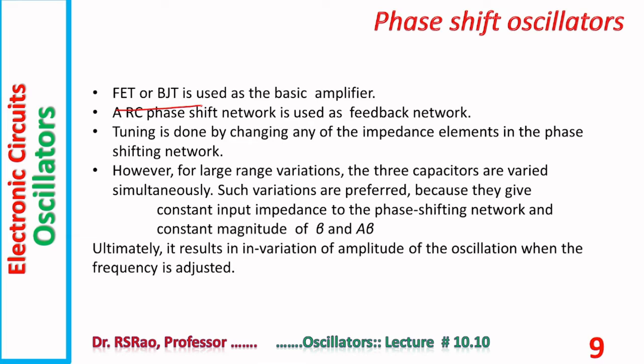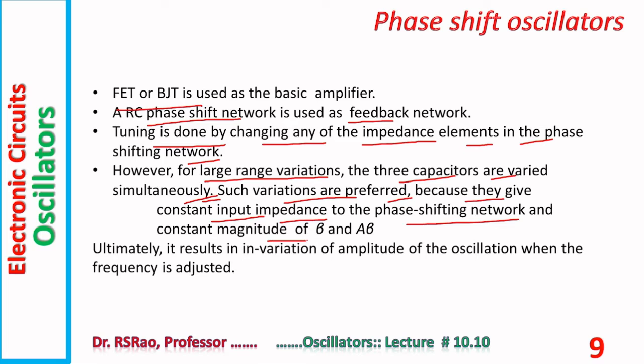FET or BJT is used as basic amplifier. RC phase shift network is used as feedback network. Tuning is done by changing any of the impedance elements in the phase shift network. However, for large range variations, the 3 capacitors are varied simultaneously. Such variations are preferred because they give constant input impedance to the phase shifting network and constant magnitude of beta and A beta. Ultimately, it results in invariation of amplitude of oscillation while the frequency is adjusted.